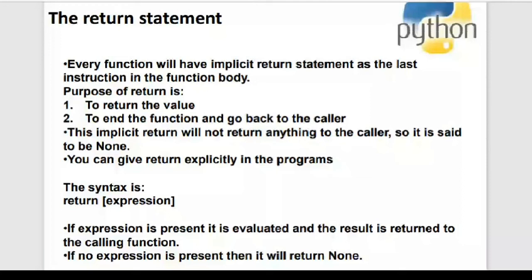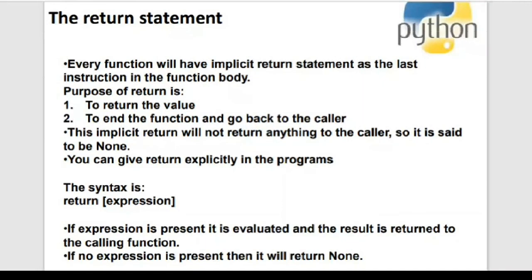So that implicit understanding will be made by looking at the return statement. The purpose is to return a value, to return the result, as well as to transfer the control, because the control has jumped from the main program to the function, right? And you have to bring the control back to the calling function. That's what is done over here with the return statement.